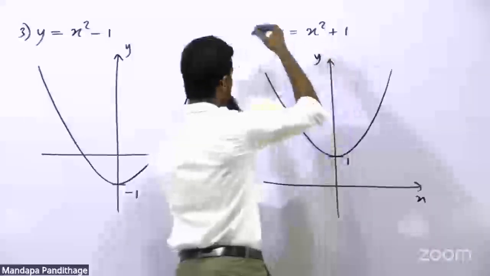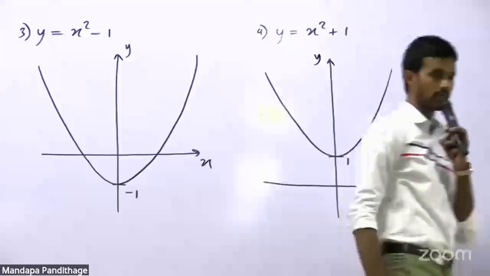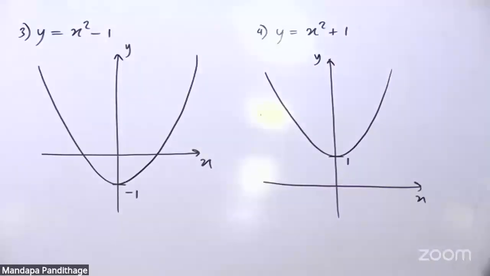Okay, then sketch these two: y equals x squared minus 1 and y equals x squared plus 1.